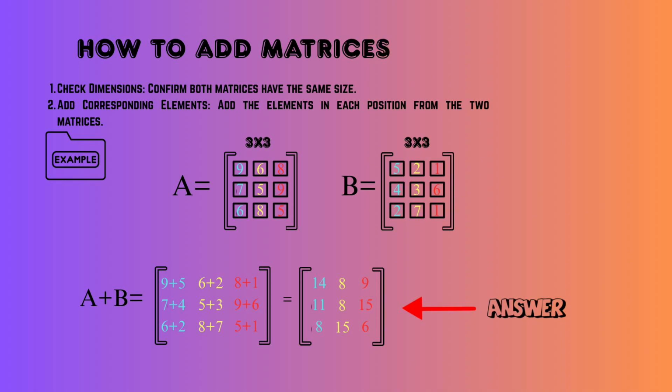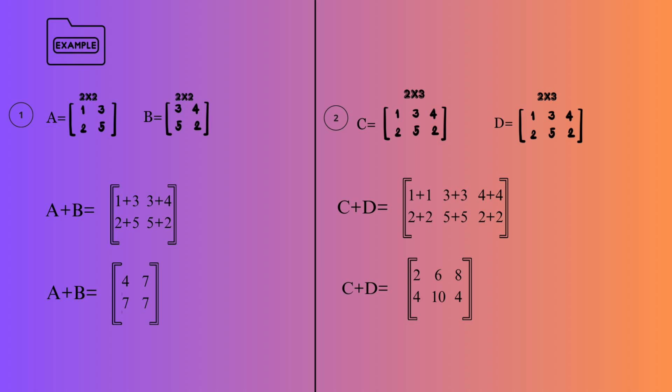from the second row of the two matrices, followed by 5 plus 3, 9 plus 6, 6 plus 2, 8 plus 7, 5 plus 1. And now, do the math. You can see the final answer of our A plus B matrices is 14, 8, 9, 11, 8, 15, 8, 15, and 6. Here are some examples for you to understand more about adding two matrices.